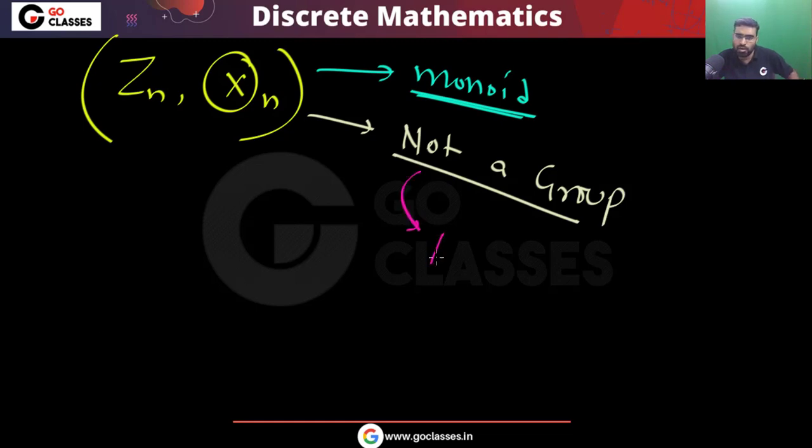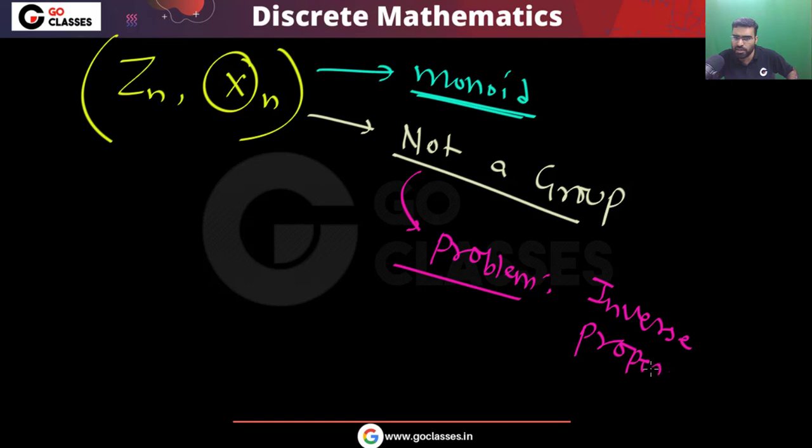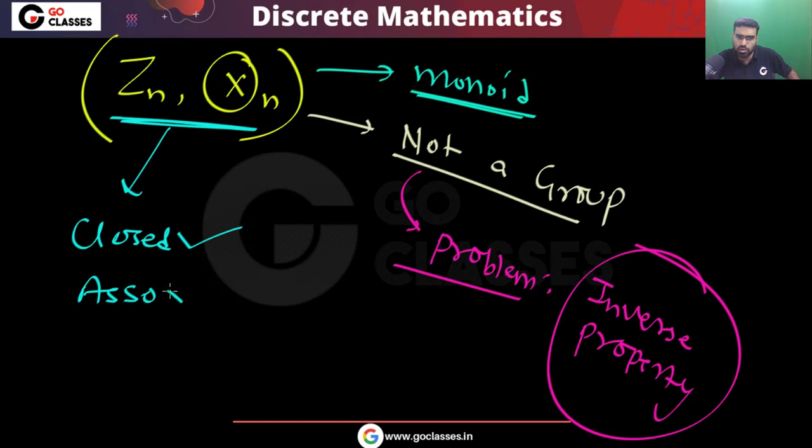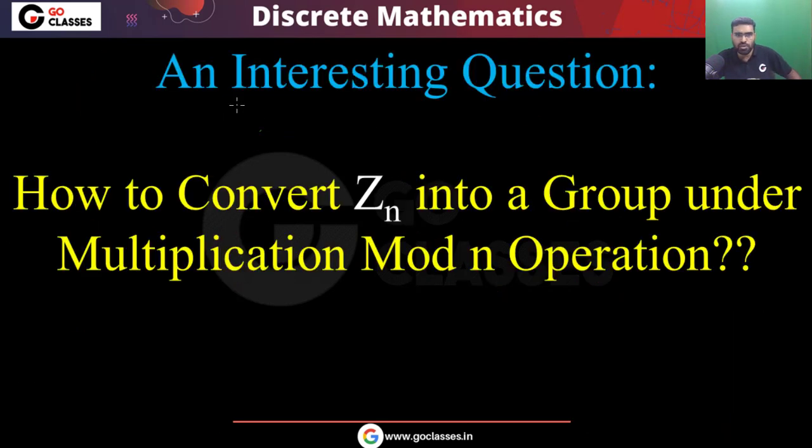And what is the only problem? The only problem is the inverse property, because some elements do not have an inverse. There is no other problem. This structure is associative, it is closed, and we also have an identity element. So the question is how to convert this structure into a group. We will understand that with the help of some examples.